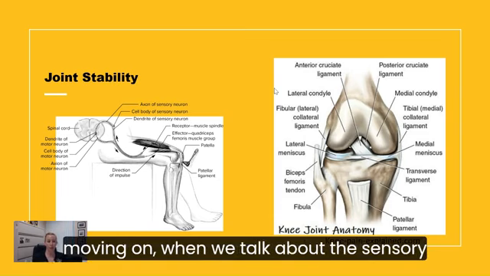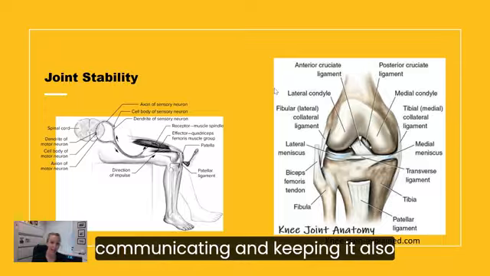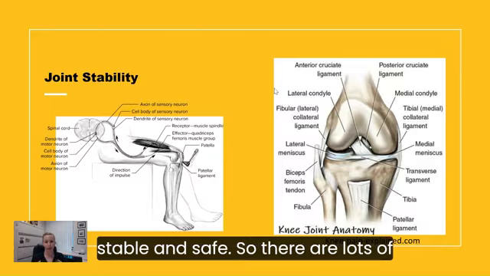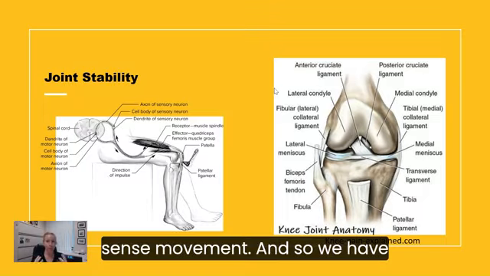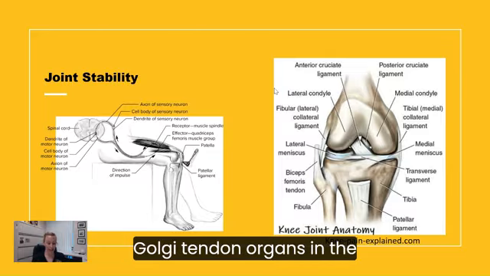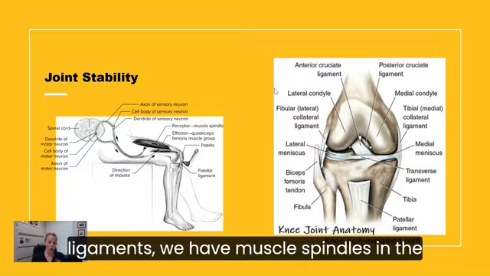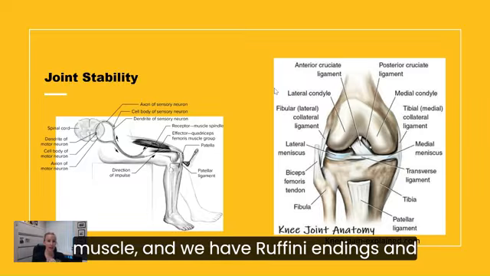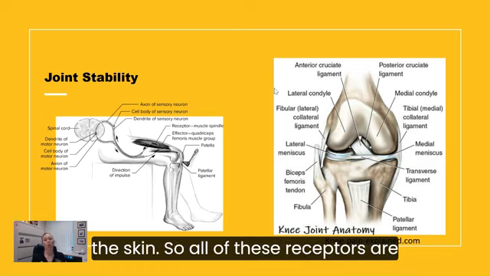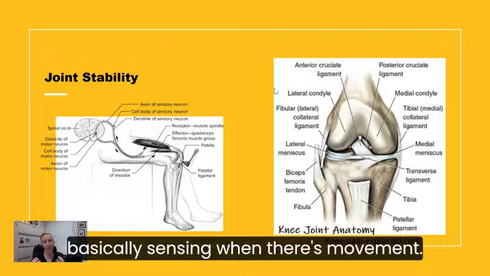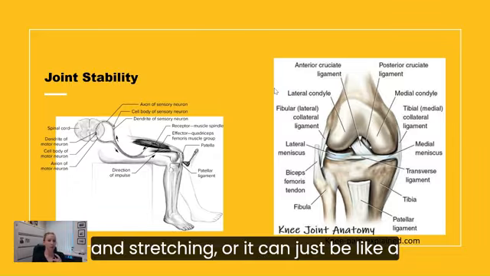So moving on, the sensory motor system is how the brain and the joint are communicating and keeping it stable and safe. There are lots of receptors in the body, and we're going to talk about the mechanoreceptors that sense movement. We have Golgi tendon organs in the tendons. We have Golgi-like endings in the ligaments. We have muscle spindles in the muscle, and we have Ruffini endings and Pacinian corpuscles in the capsule and the skin. All of these receptors are basically sensing when there's movement. This can be a stretch, it can be when we have swelling and stretching, or it can just be a movement.